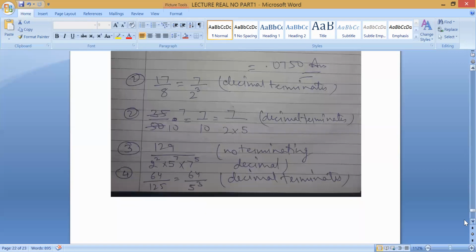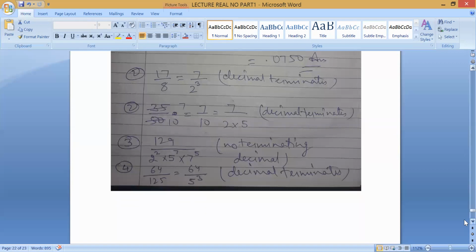So this terminates after 4 places, and this is the way you have to do the question. Sometimes they ask in the question 17 upon 8 is given. So a simple question is whether the decimal terminates or not. So you will find out the factor of 8, and here I have written 17 by 8. So this is one correction here.